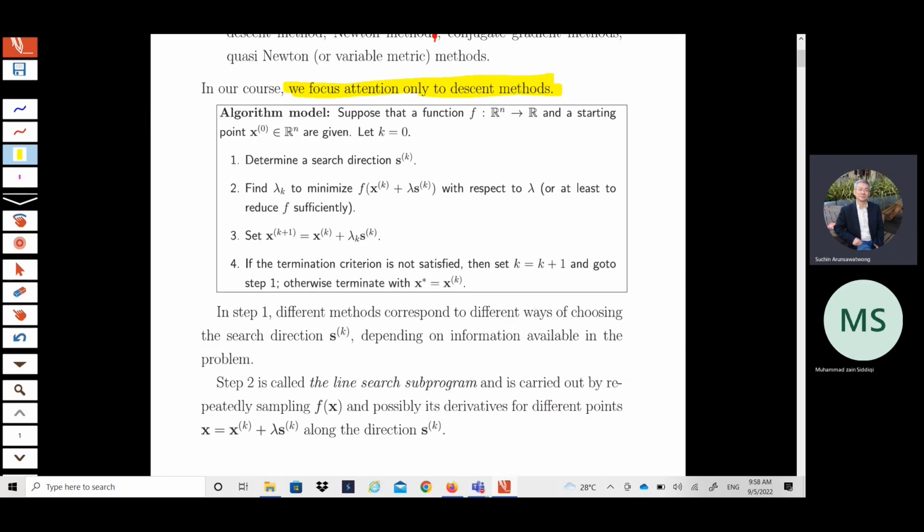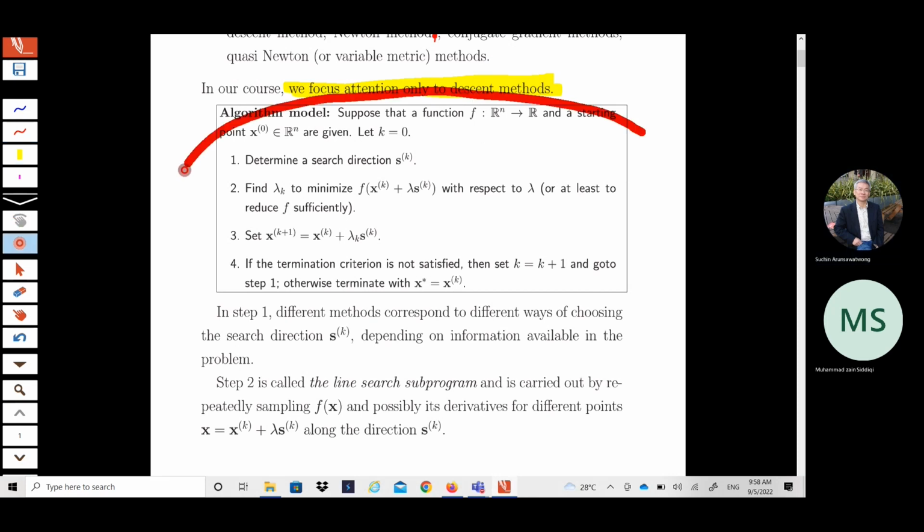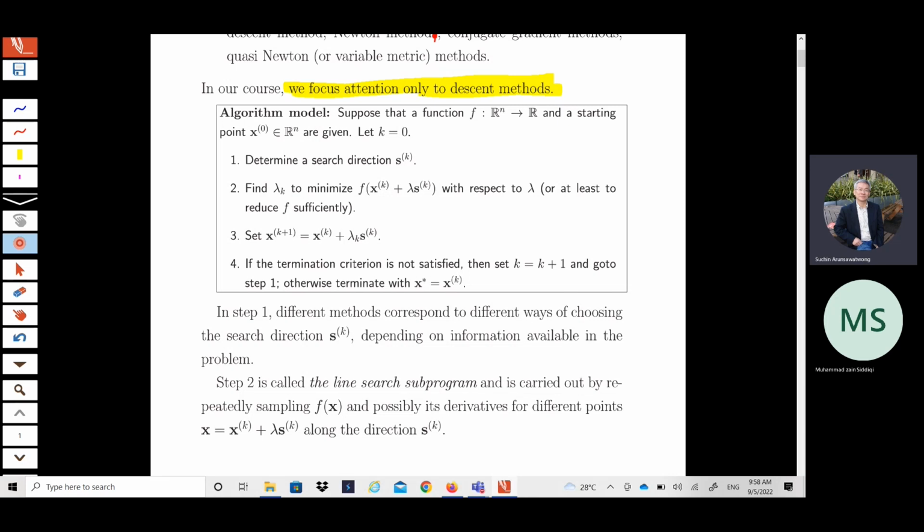Now we look at this. This is the algorithmic model for the descent methods. We start with the starting point, x naught. X naught is the starting point, and we are given a function f, which is a real-valued function of n variables.